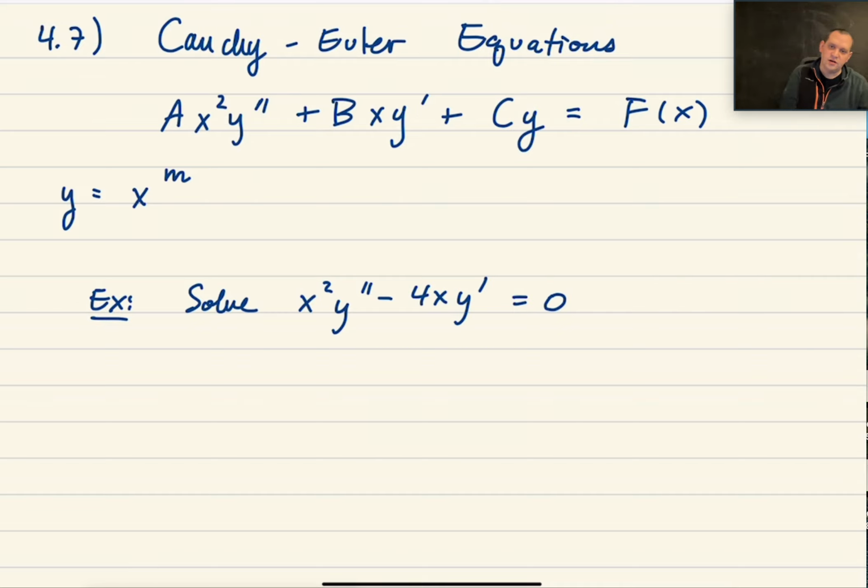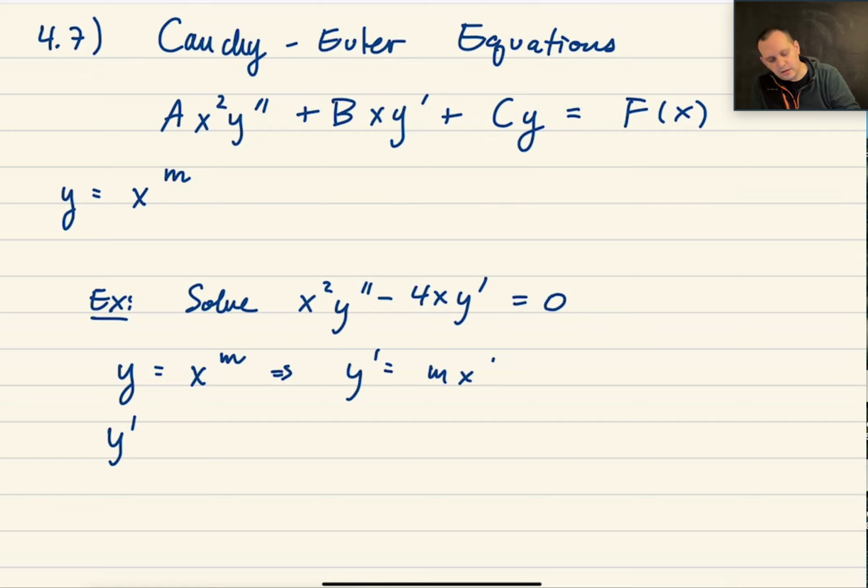This is one that you could actually solve pretty easily without this method. You could do a substitution. This is a pretty straightforward equation. It turns into a first order linear problem, so you could find the multiplying factor. But anyway, let's do it as a Cauchy-Euler equation. We're going to let y be x to the m. Then y prime is going to be m x to the m minus 1, and y double prime is going to be m times m minus 1 times x to the m minus 2.